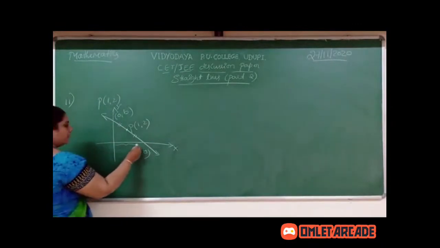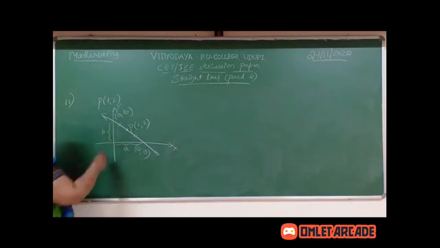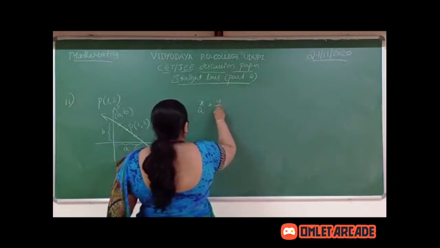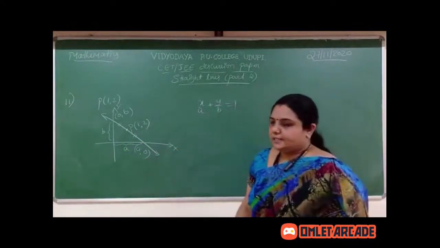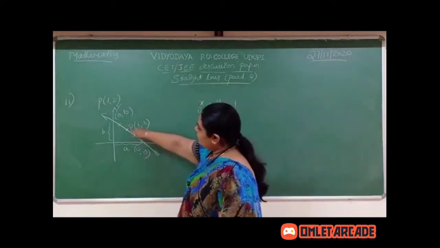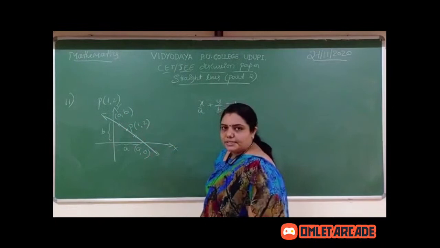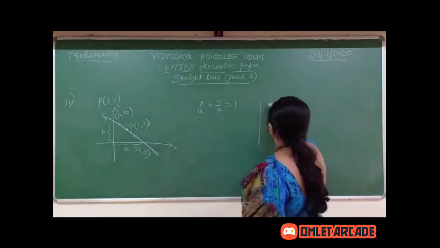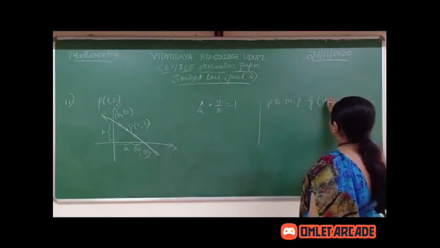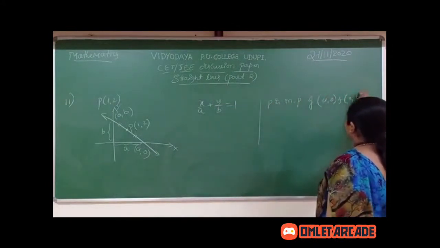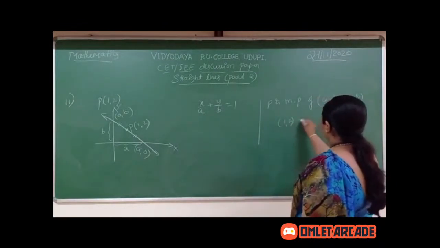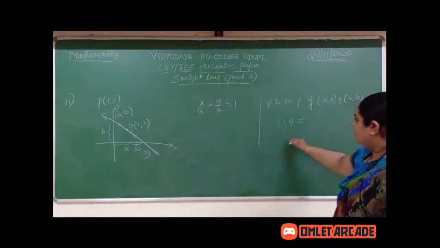Since the intercepts are known, x-intercept is a, y-intercept is b, can I use the intercept form here? I mean x by a plus y by b is equal to 1. And one more thing here, students. P is actually the midpoint of (0, b) and (a, 0), isn't it? So let me use the midpoint formula. P is what? (1, 2) is equal to, I am writing the coordinates of P.